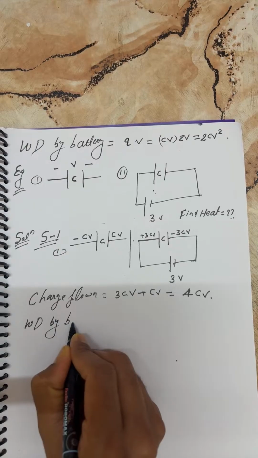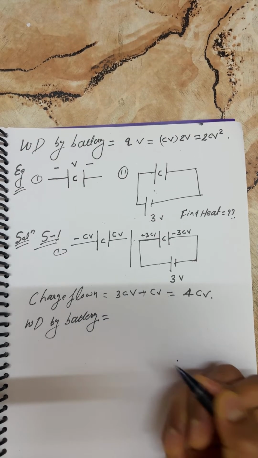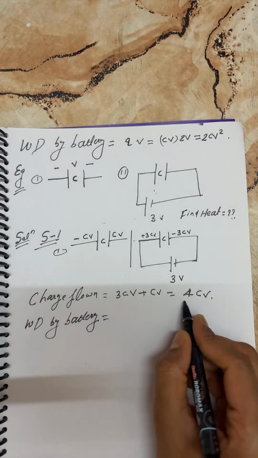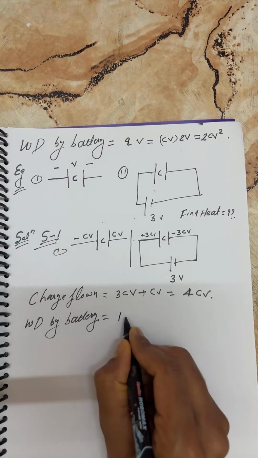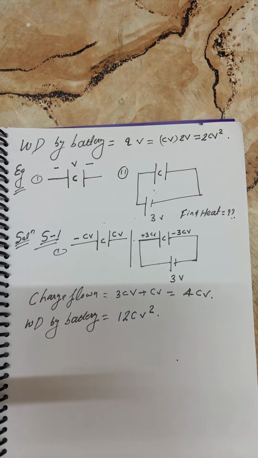Work done by, this is what? Battery. So what is work done by battery here? Simple. Charge flown into V here. So you can see this, 4 3s are 12 CV square.